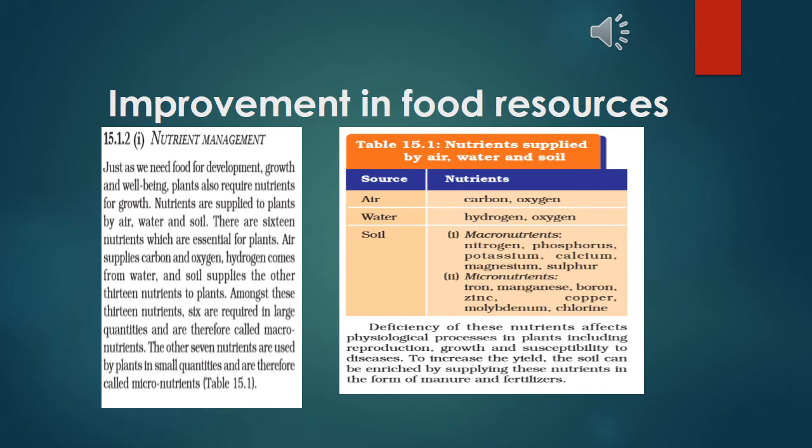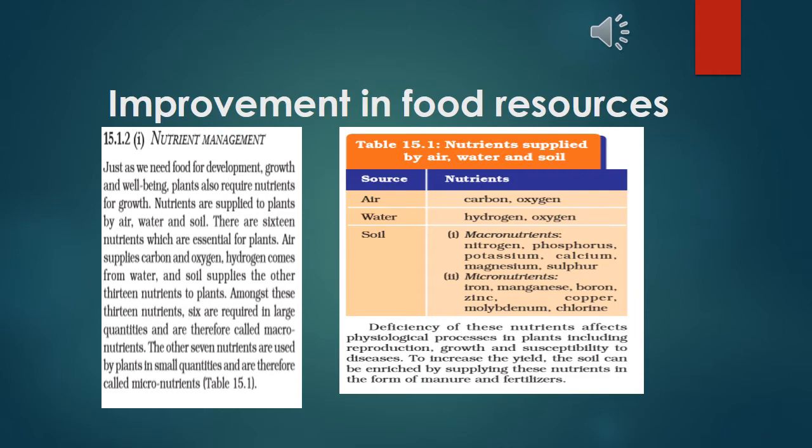Let's continue our chapter Improvement in Food Resources. So today let's know about nutrient management. This is a very important topic. Nutrient management means just like us, human beings and other animals, plants also require nutrients to survive and perform different activities. So what nutrients are required by the plants, we are going to know here.